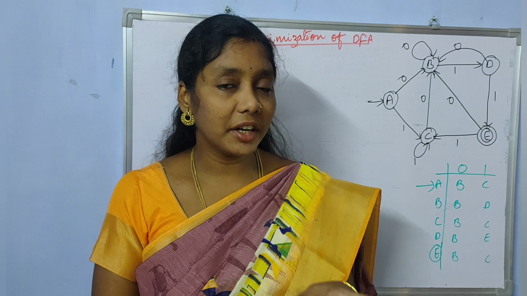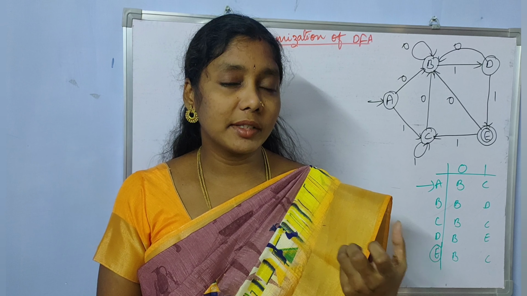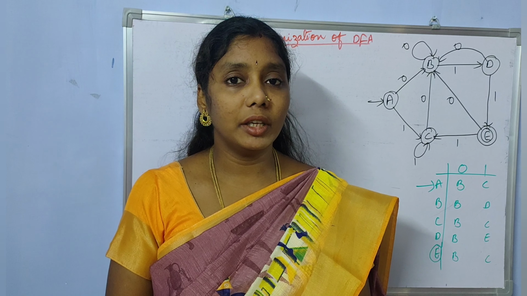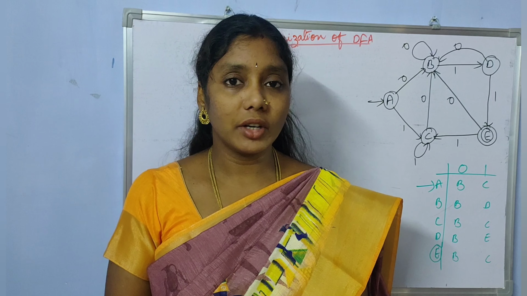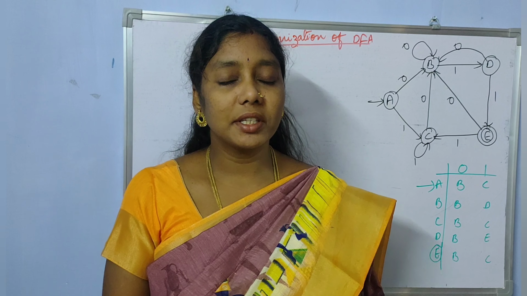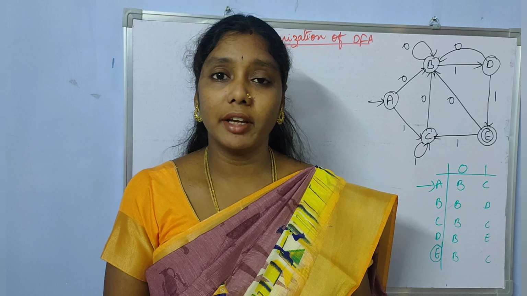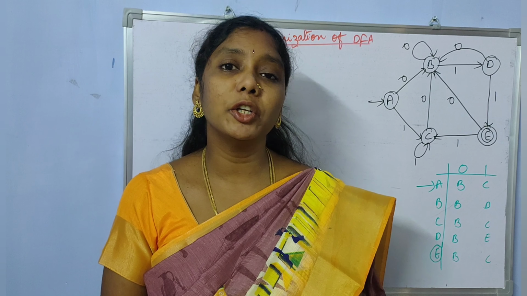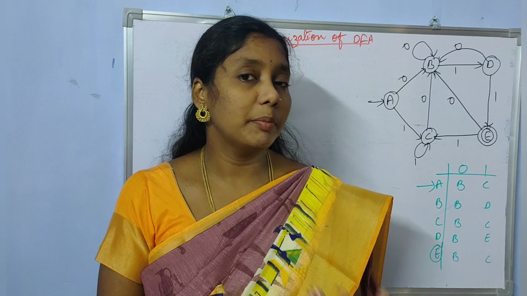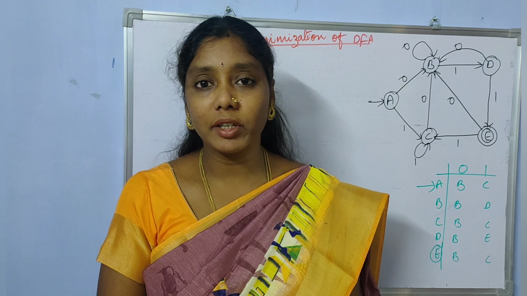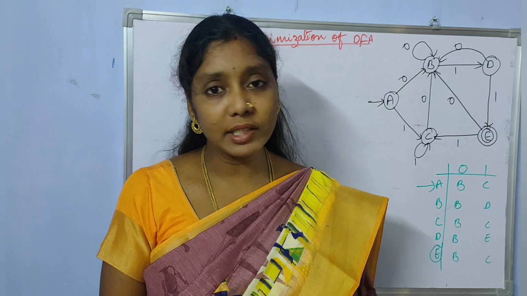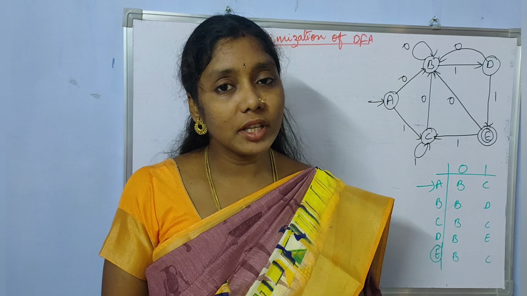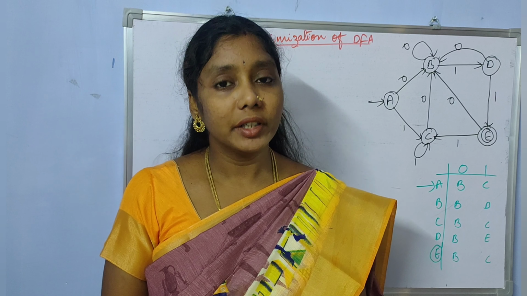Suppose you have constructed a DFA with, for example, 6 states, and your friend has also constructed a DFA with some 9 states. Your DFA consists of 6 states and your friend's DFA consists of 9 states, but both are same, both are correct. Then which one do I need to consider? Which one is preferable? Which one is optimal? Obviously the one having fewer states. So that's why we always try to reduce the number of states of the DFA.